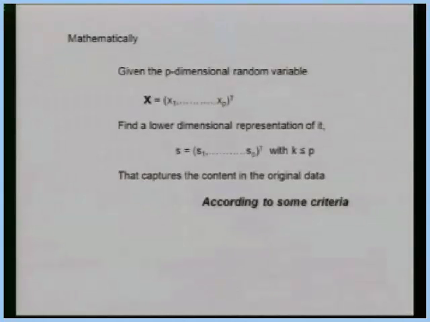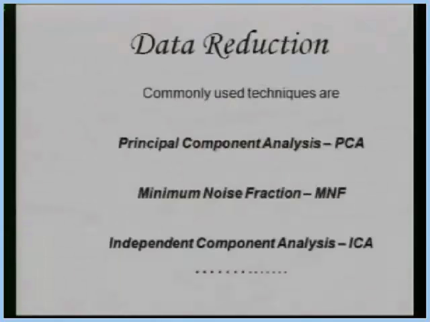Now, the key here is what criteria you want to use to compress the data from a large number of dimensions to lower dimensions, or a large number of bands to fewer bands. We will spend a couple of slides to understand what this specific criteria can be. The commonly used techniques are principal component analysis, minimum noise fraction, and of course the recently introduced independent component analysis, and so on. We will be spending the next few minutes talking about principal component analysis and minimum noise fraction.